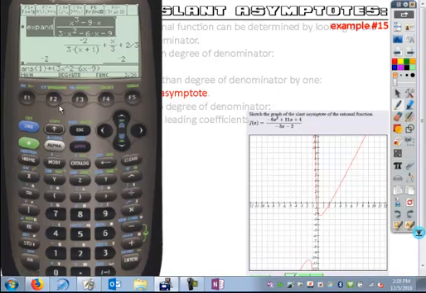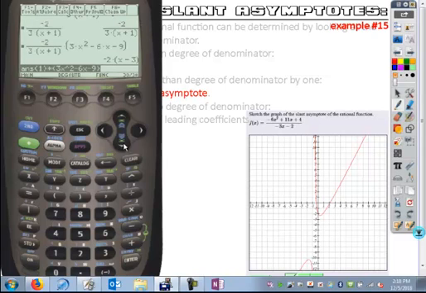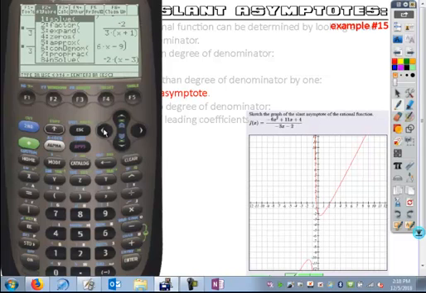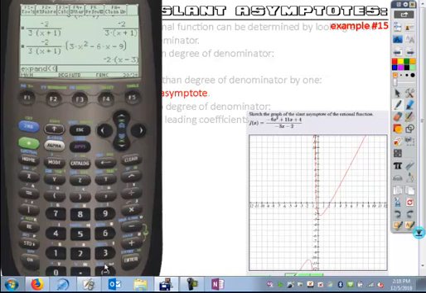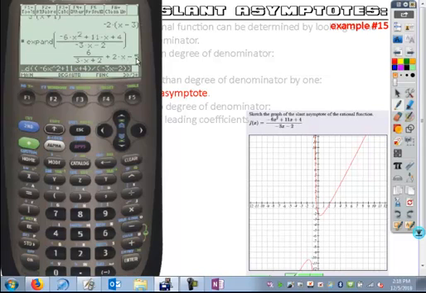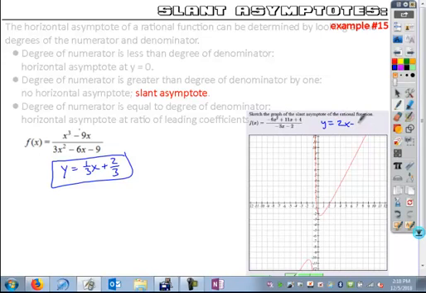I'm going to do my long division, so I'm going to go to the F2 algebra command, choose option 3. I'm going to put my numerator, negative 6x squared plus 11x plus 4, and I'm going to divide by the quantity negative 3x minus 2. So when I look over, 2x minus 5 is my slant asymptote.